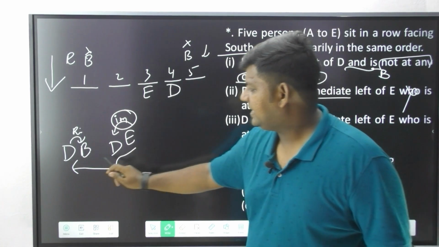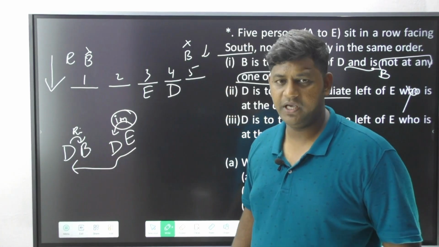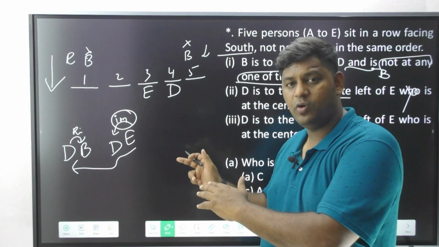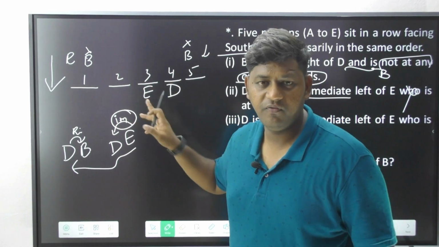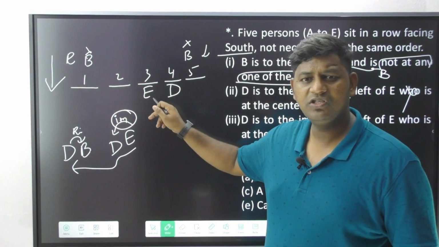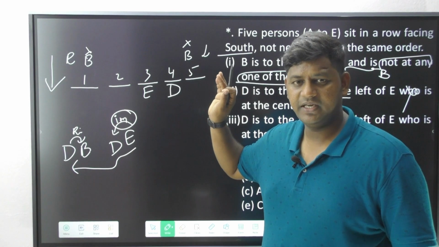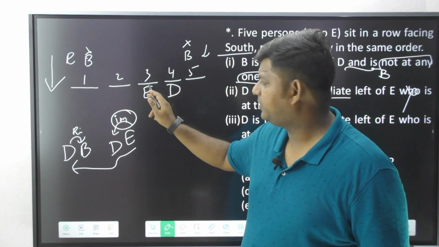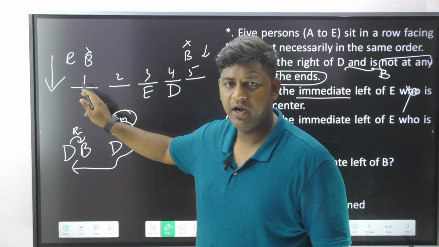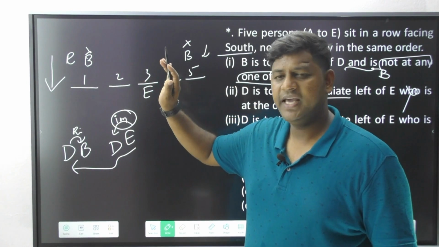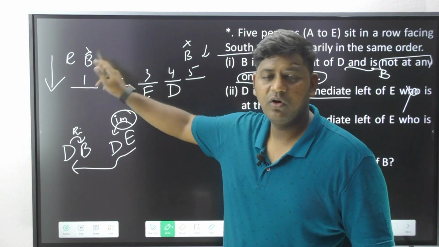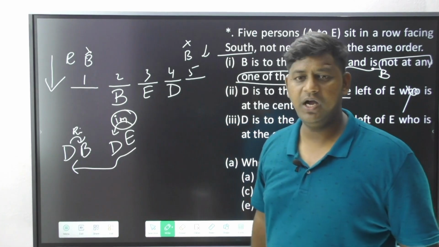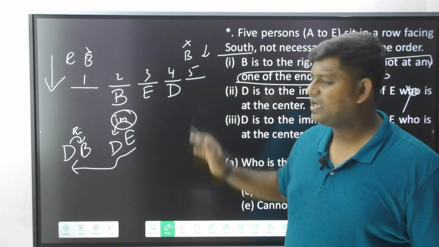Now D's right side I have to bring B. Is it mentioned immediate in the line? No, it is never mentioned. Even though if you wanted to bring immediate right of D, I have to bring B. Is it possible? No, because E is already sitting over here. Now observe here, right side of D, it could be position number 3, 2 and 1. Again 1 is also clearly eliminated because B cannot sit at the corner. So I have to bring B at position number 2. Correct? Now this is the way I have to bring.